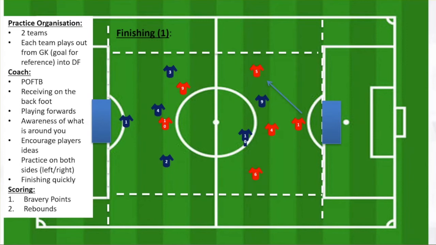And at that point, I need to drive that this is a game. If on that diagram the red number one goalkeeper plays out to the red number five, and that number five has space and time to shoot, I want to encourage them to shoot. So those shooting from that distance is going to create in the middle the chaos that I want.